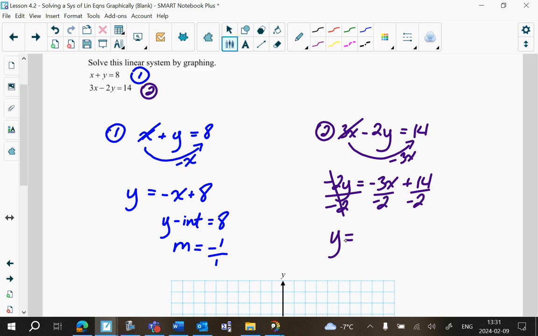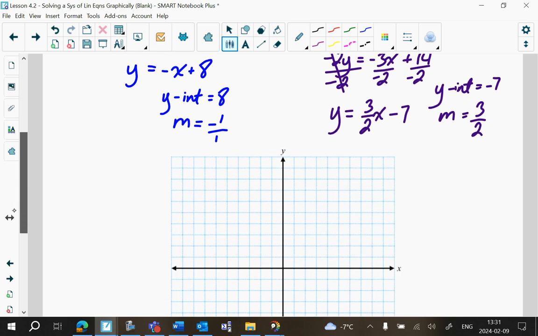3 over 2x, and negative 7. Okay. So here our y-intercept is negative 7. Our slope is a rise of 3 over a run of 2. So now as long as we plot everything correctly and count our slopes out correctly, we should get the point of intersection. So for the first, I'll do the second one first since I'm already in purple.